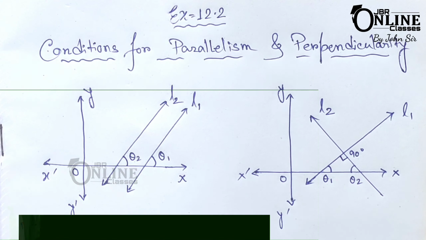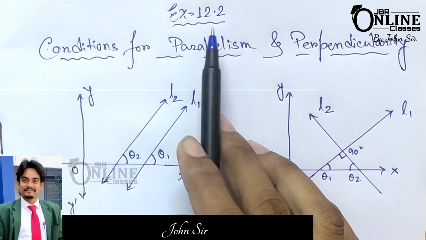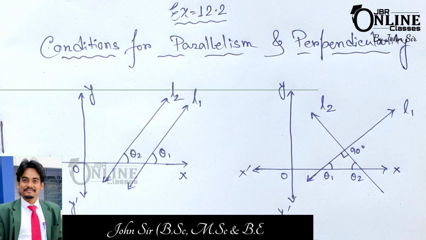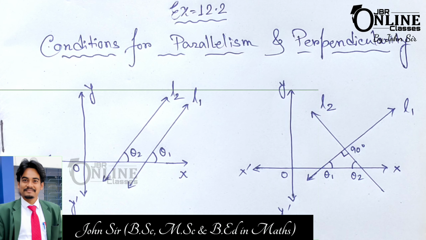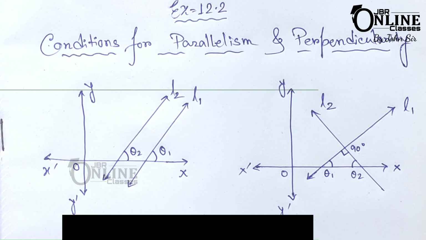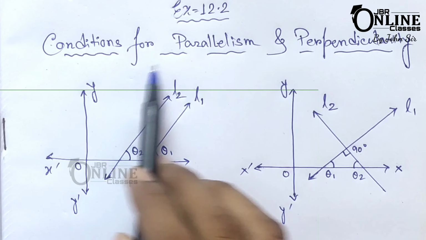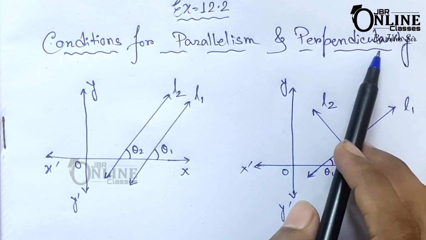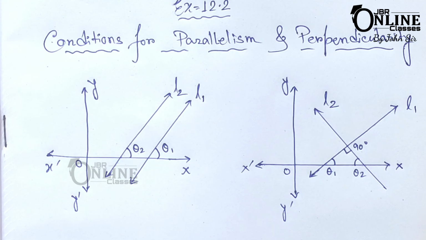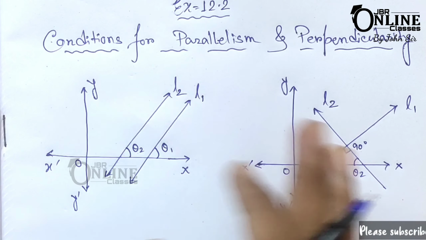Hello everyone, today I am going to start exercise 12.2. This is the second exercise from the chapter Equation of a Straight Line, and in this chapter we are going to learn the conditions for parallelism and perpendicularity. In this chapter there are two theorems. This is the first one and this is the second one.